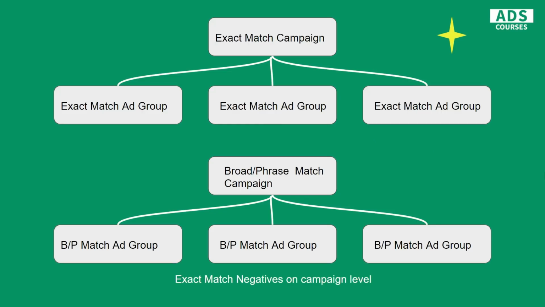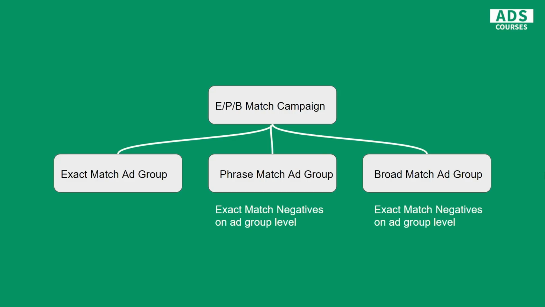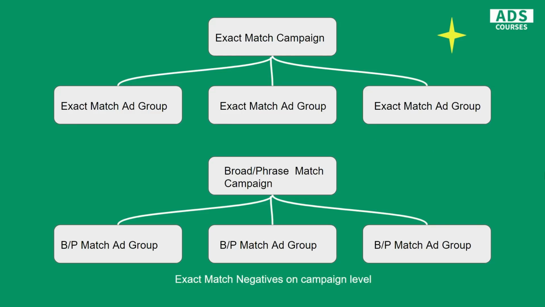So this is one example, but there's another one which is my favorite. I like to keep my exact match keywords in a separate campaign, and my broad and phrase match keywords in a different campaign. With this solution, you only need to add exact match negatives on a campaign level, because in the previous structure you would have to add exact match negatives on an ad group level, which is actually harder to do. Here you just need to add them on a campaign level, and it's way easier to optimize these campaigns and exact match keywords.